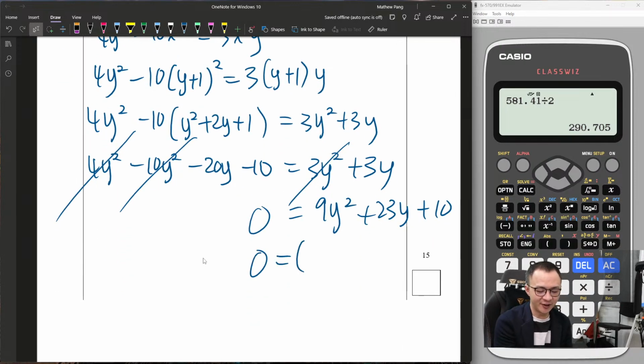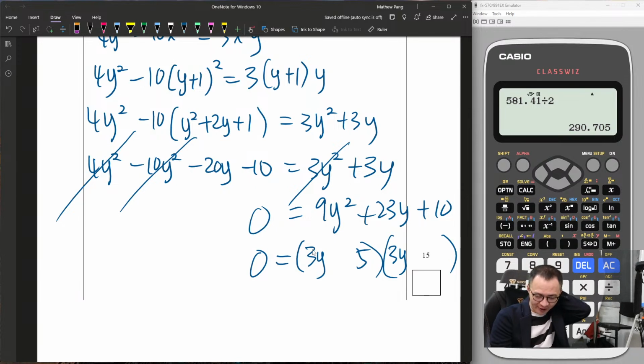Alright, let's solve it. I hope I can factorize it. Can I? 23. 5, 2. 15. 15 plus 6, 21. No, cannot.